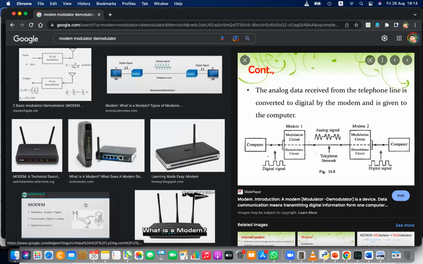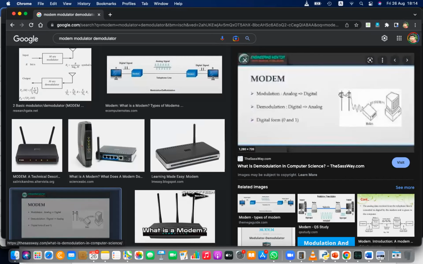So why is that? Because in traditional networks you have analog signals. The telephone line carries an analog signal, but our computer works with digital signals. Therefore we need a modulation unit. The telephone line connects to the computer, and the telephone sends analog signals.